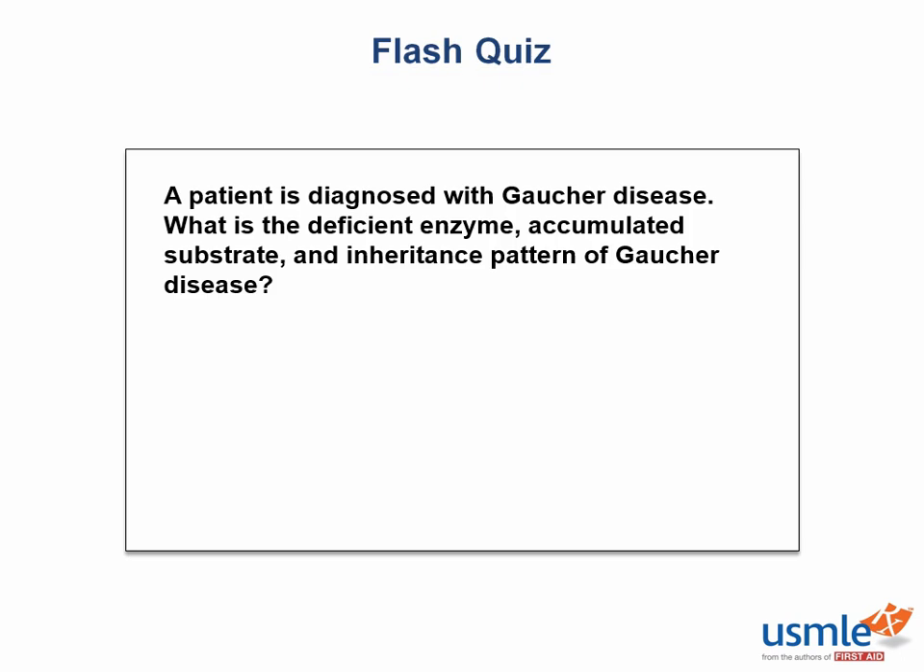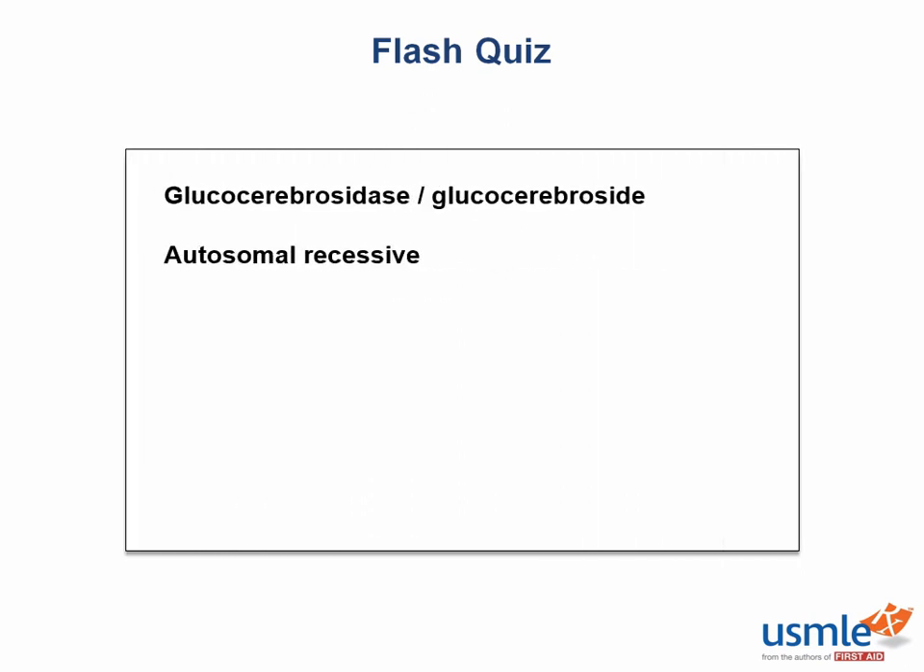Now let's take a quick shot at a flash quiz. A patient is diagnosed with Gaucher disease. What is the deficient enzyme, the accumulated substrate, and the inheritance pattern of Gaucher disease? Well, the missing enzyme is glucocerebrosidase, which causes a buildup of glucocerebroside. And Gaucher's disease, along with all the other lysosomal storage diseases, except for Fabry disease and Hunter syndrome, are autosomal recessive. And remember, Fabry disease and Hunter syndrome are X-linked recessive. Well, alright, I guess that'll do us for the lysosomal storage diseases.